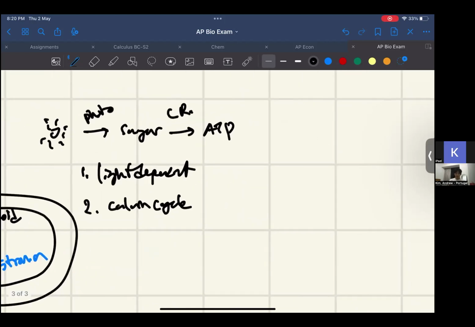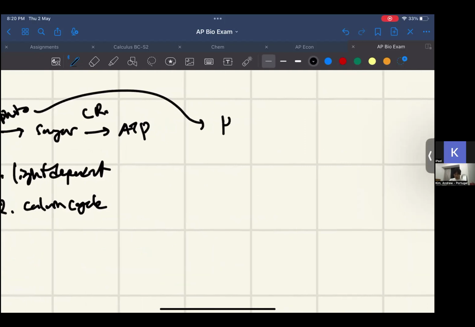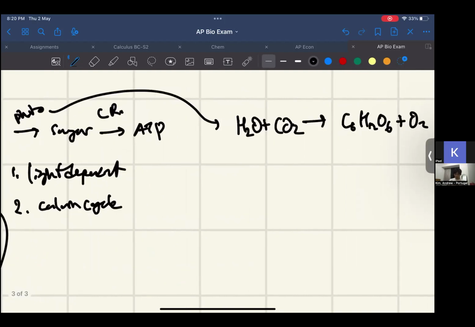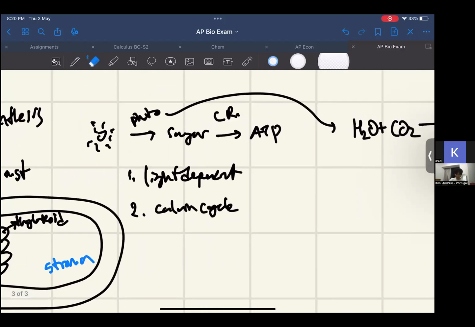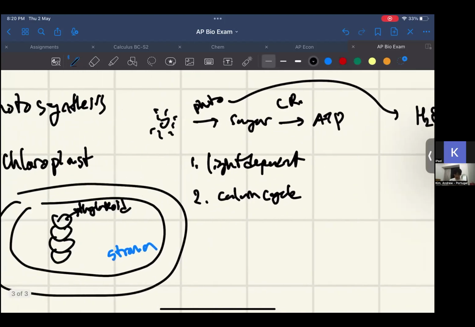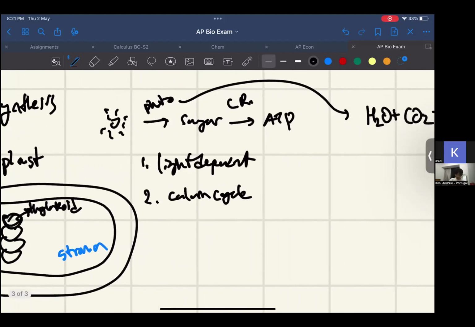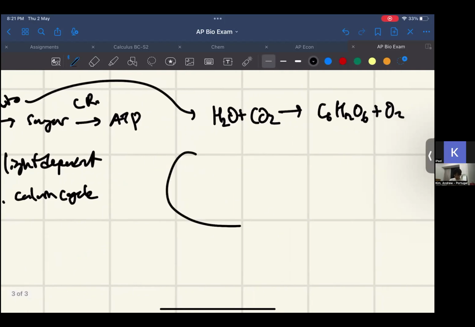Okay, and the chemical formula for photosynthesis will be H2O plus CO2 makes C6H12O6, which is sugar, plus O2. Okay, now let me first explain the light-dependent process. The light-dependent reaction happens in the thylakoid, okay? So let me zoom into the thylakoid. Let me draw a bigger thylakoid.